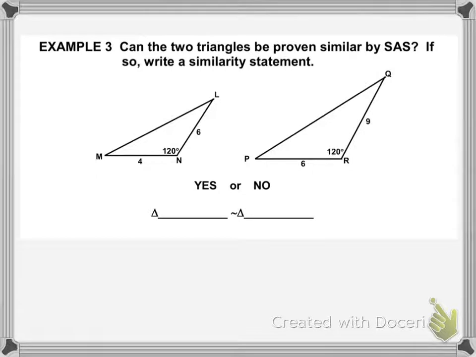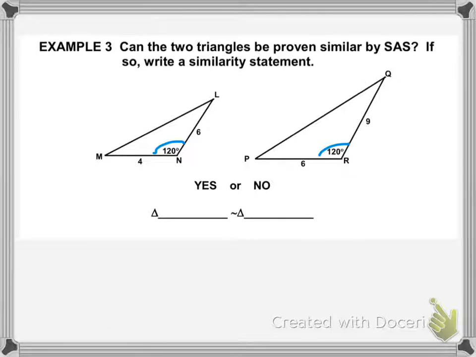Okay, in this example, can the two triangles be proven similar by SAS similarity? So first, identify your angle. And I see, yes, definitely we have a pair of congruent angles. That's easy to check. Now we're going to look at the sides on either side of the angle. To know which sides to put together, you're going to look at their relative size.